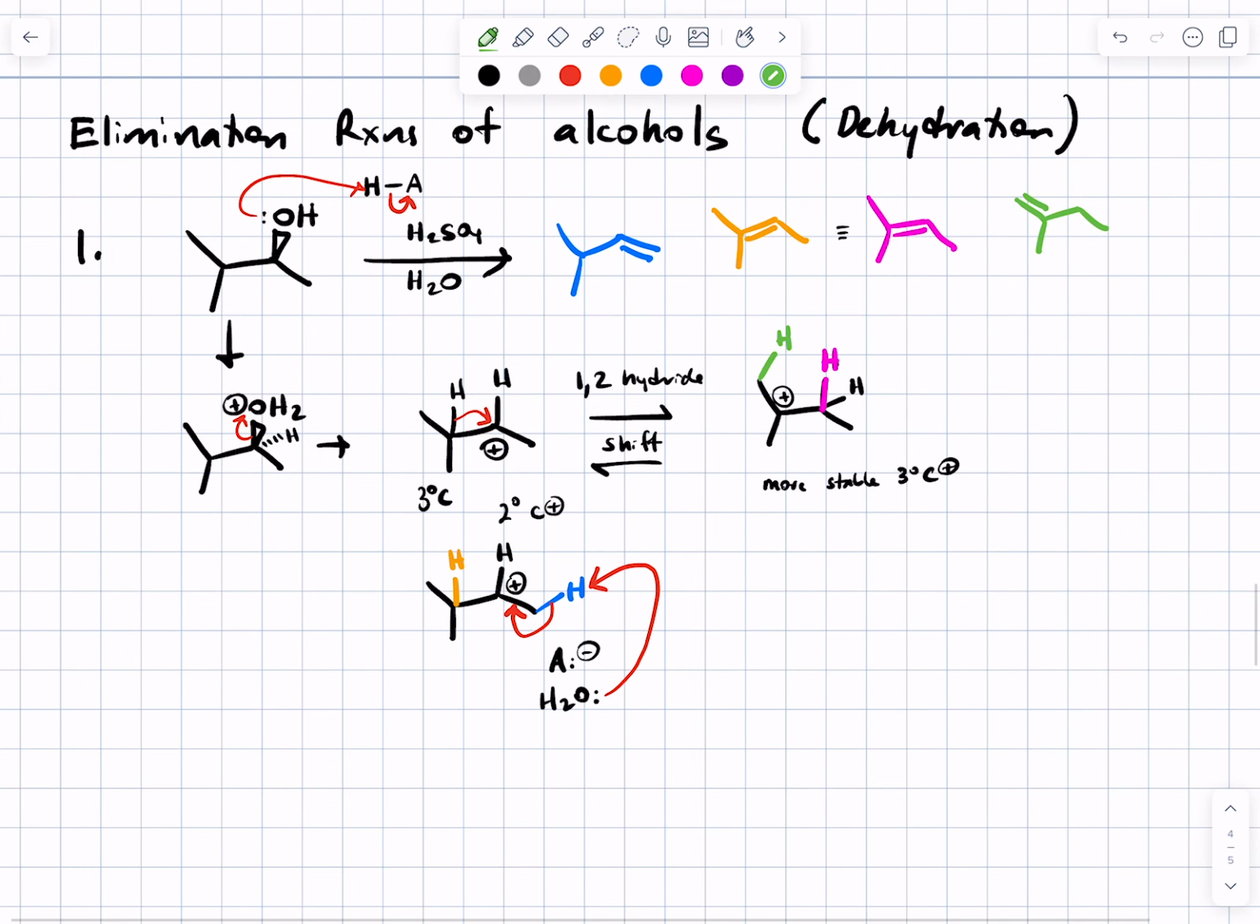Okay, so those are the three products that you would get. Notice that if you did this reaction and you saw this green product, that is evidence for a carbocationic intermediate, because the only way you could get that green product is if there was a rearrangement. Okay? So you can use sulfuric acid to do this.